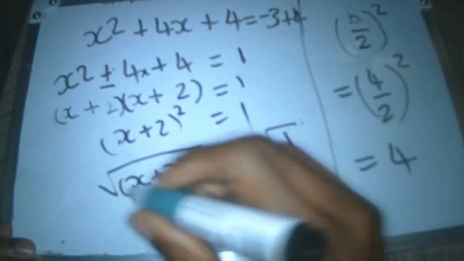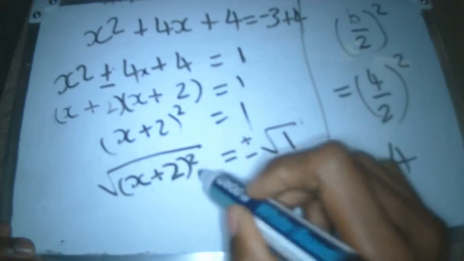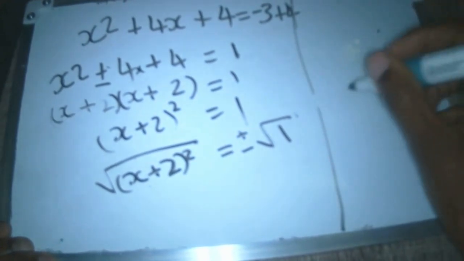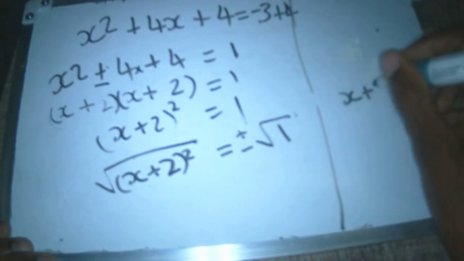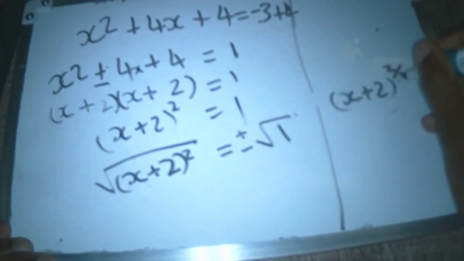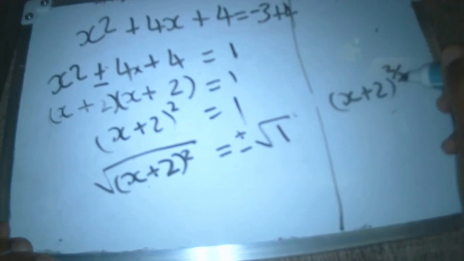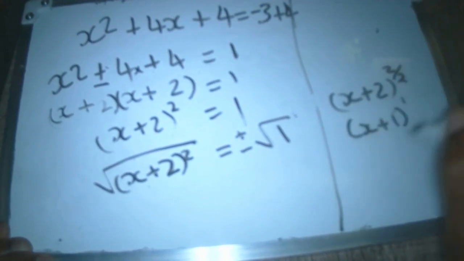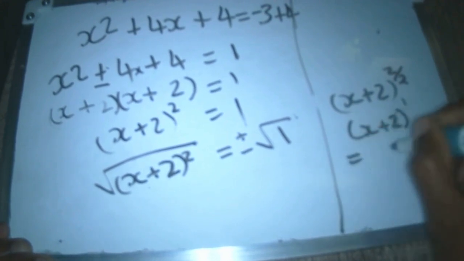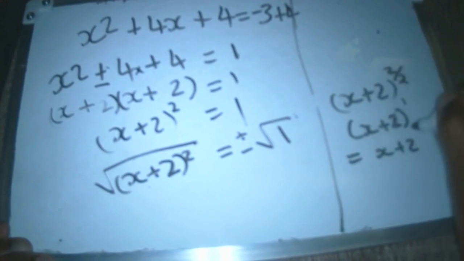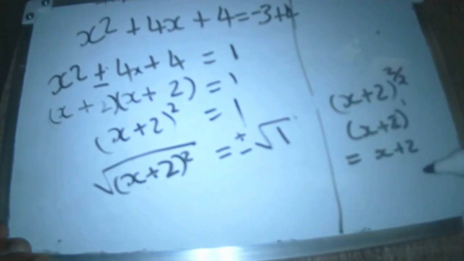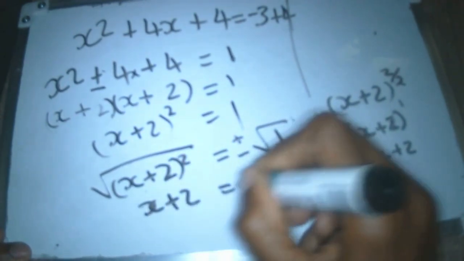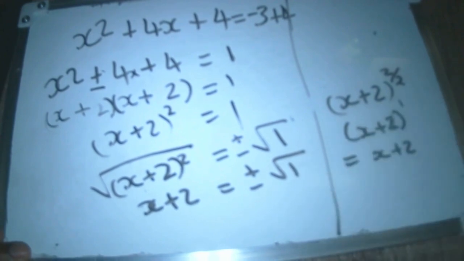All right, and then what does this mean? So this is the same as saying, okay, it's the same as saying x plus 2 to the power of 2 divided by 2, right? What is 2 divided by 2? That is 1. And x plus 2 to the power of 1 is the same as x plus 2. So you've eliminated the exponent by putting a square root there, right? So then what do you end up having? X plus 2 is equal to plus minus square root 1.